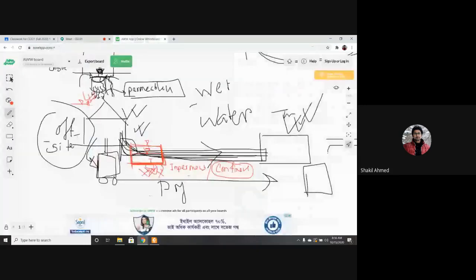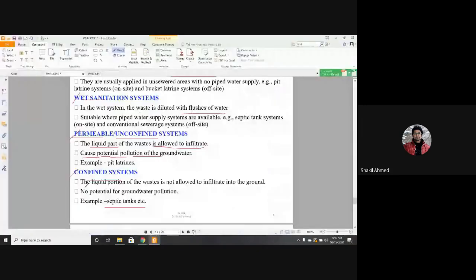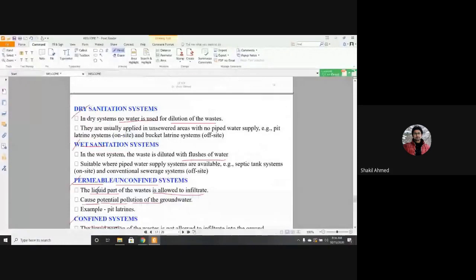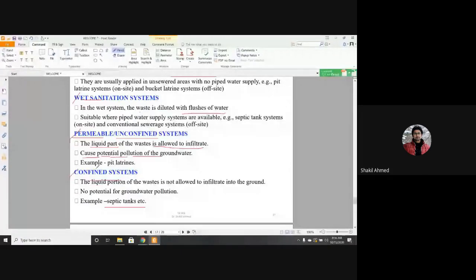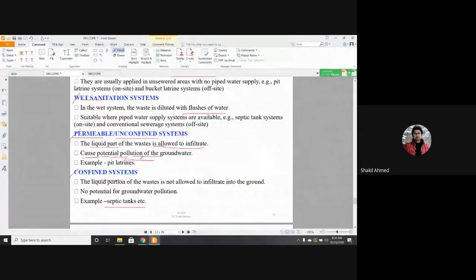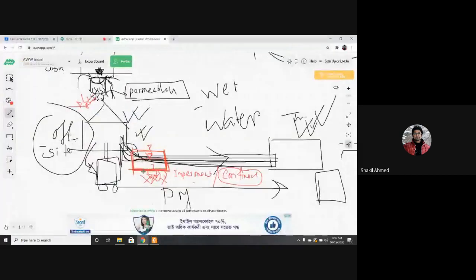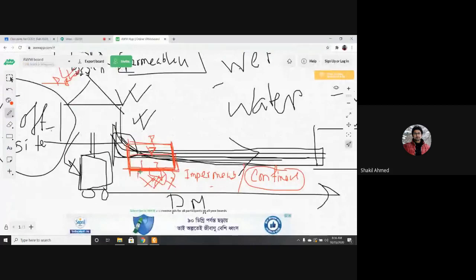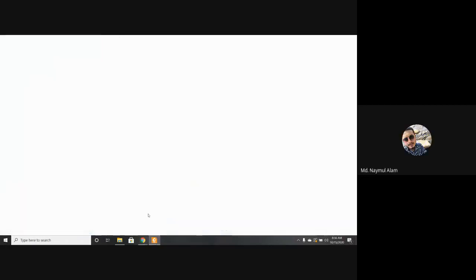So permeable and confined sanitary sewer system. What I was trying to say here is that since you're allowing the polluted wastewater to infiltrate through the soil, it has the potential to pollute the groundwater. But here you are not allowing the water to pass through, so it cannot pollute the groundwater. Is it clear, guys? Yes, sir.